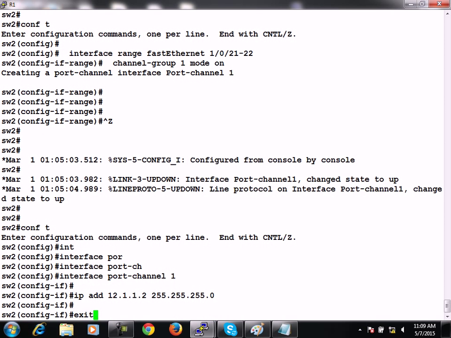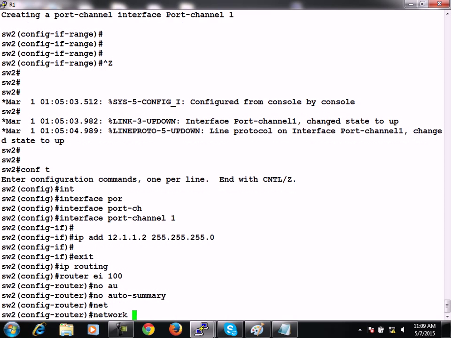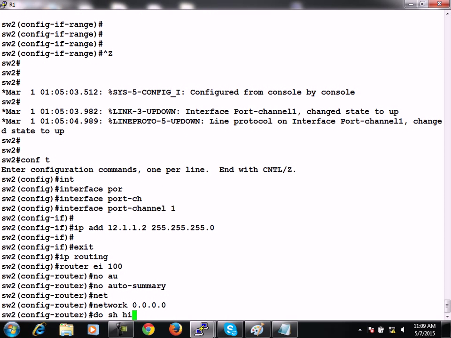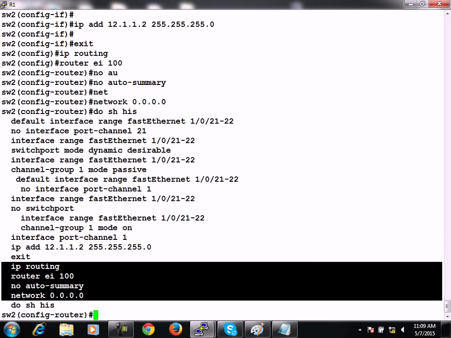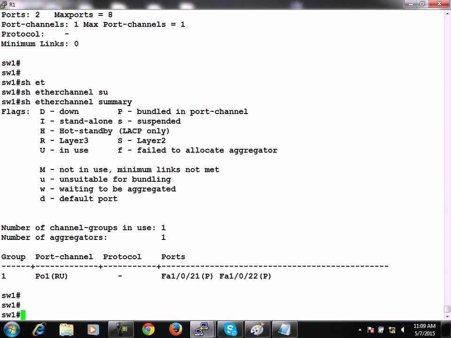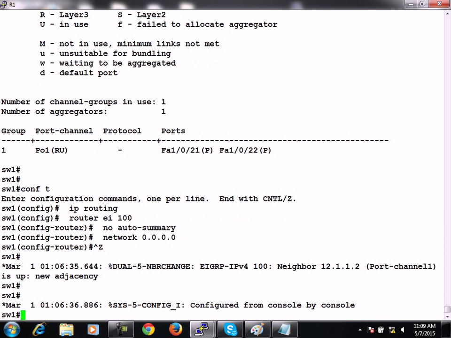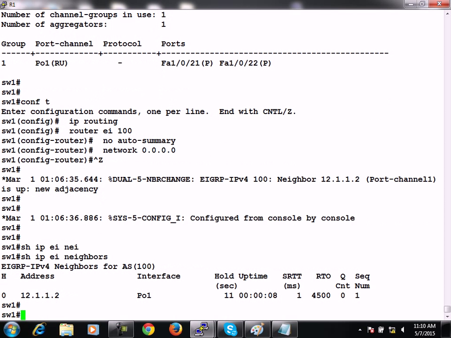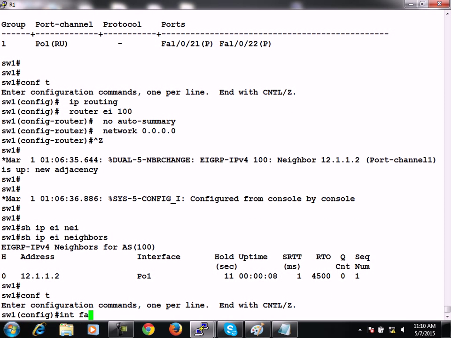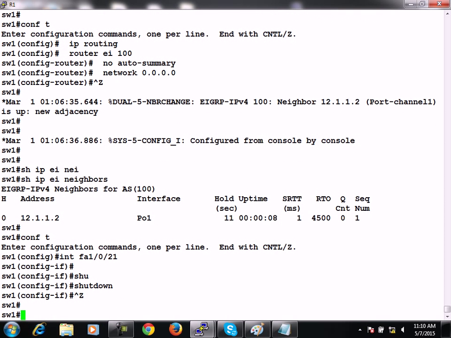12.1.1.2. And then if you say ip routing, and then after that you do one thing, EIGRP 100, network, no auto-summary. Fine, do show history, just copy and paste on switch 1 as well. EIGRP neighborship must come up, but there will be only one neighborship, right? Yes. Show ip eigrp neighbor via the port channel. In case any one of the physical links goes down, there will not be any impact on your EIGRP neighborship.